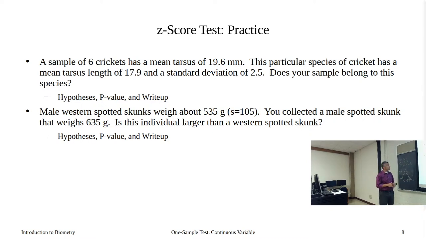And number 2, male western spotted skunks weigh about 535 grams with a standard deviation of 105. You collected a male spotted skunk that weighs 635 grams. Is this individual larger than a western spotted skunk? For these, I want you to write the hypotheses down, the null and the alternate hypotheses. Calculate the p-value and then have a sentence write-up where you list those required items.